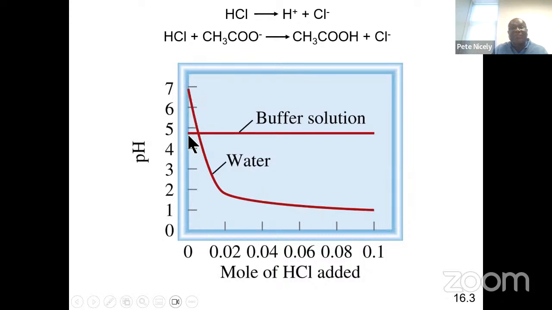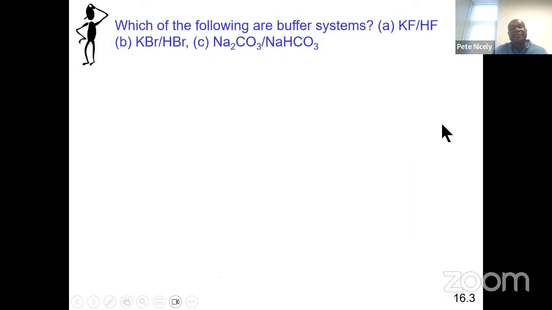But look at what happens when you do the same thing to a buffer. The pH does change, but very slightly. So the pH will decrease, but not as dramatically as in the case of water. That's basically how a buffer behaves. So let's see if we can answer these questions, and then after answering them, we're going to go into the assignment questions, which we had to skip over.